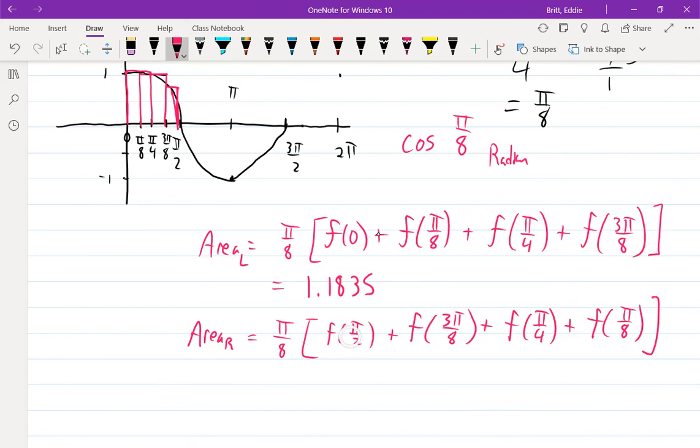Now notice that there's 4 values in here. Well, it was n equals 4, so you don't want to have f of 0 in here if you start on the right side. You always leave that last x value out. Now when you work this out, you should get 0.7908. So I do want you to work it out.